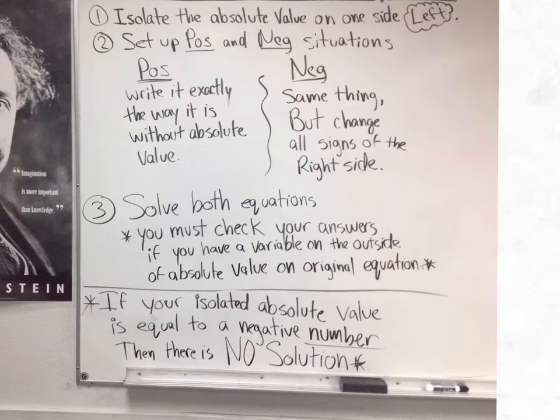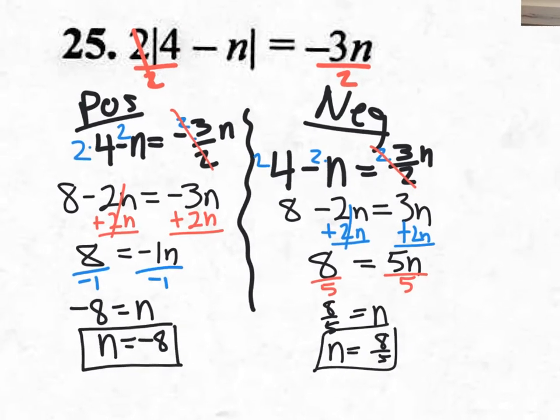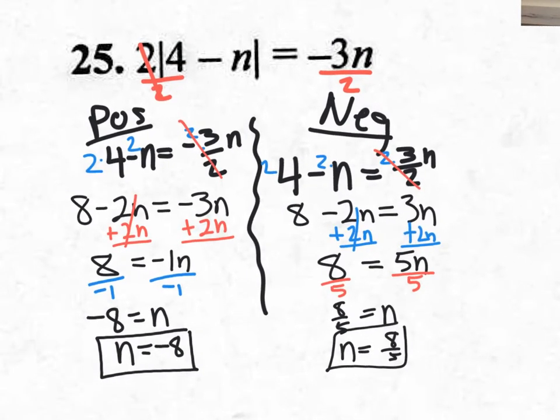on the original equation. So, fact is, on the original equation, I really did have a variable on the outside of the absolute value. Yeah, there's a variable inside, but there's a variable outside of the absolute value. And whenever there's a variable outside of the absolute value, we must check these answers. Why? Because maybe one works, maybe both work, maybe neither of them work. Then you would say no solution. But we have to check them.